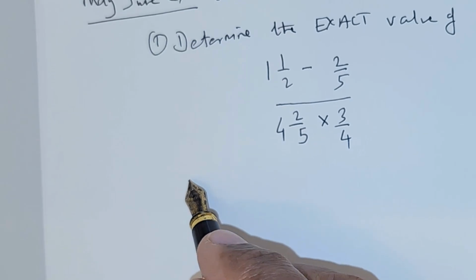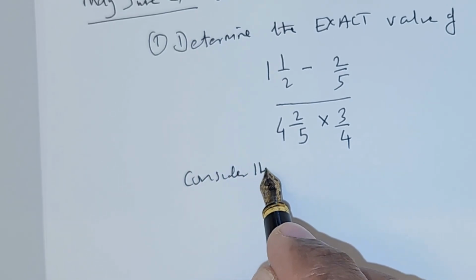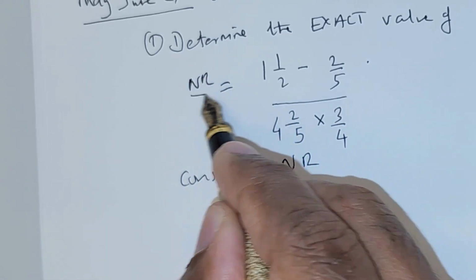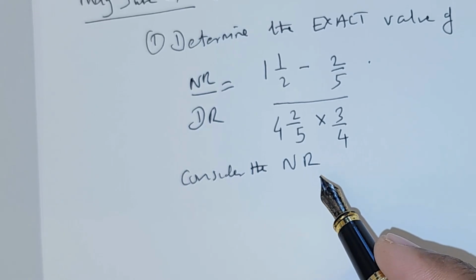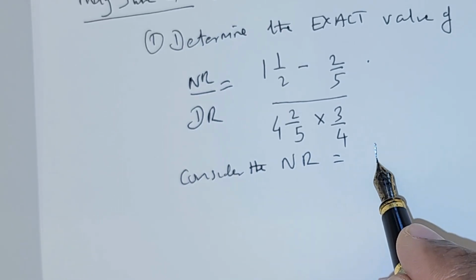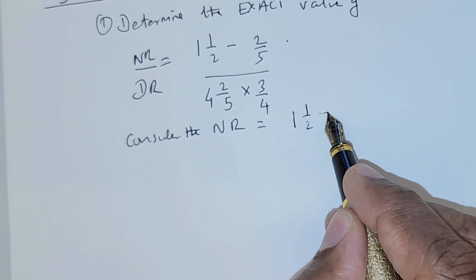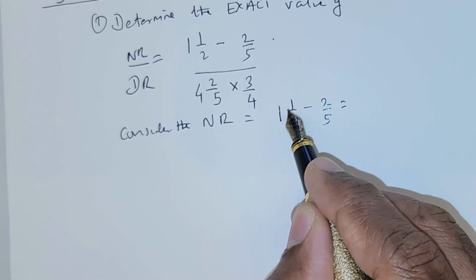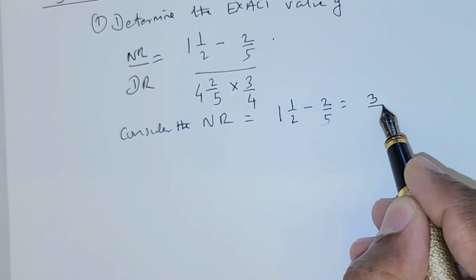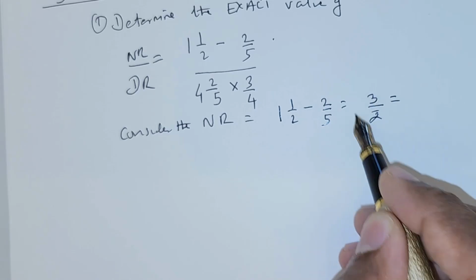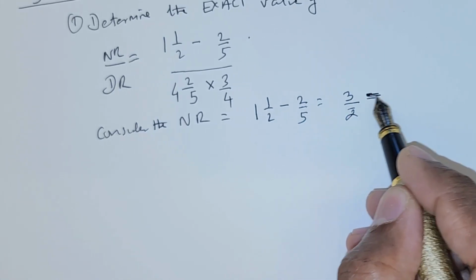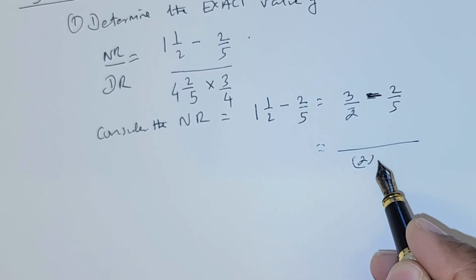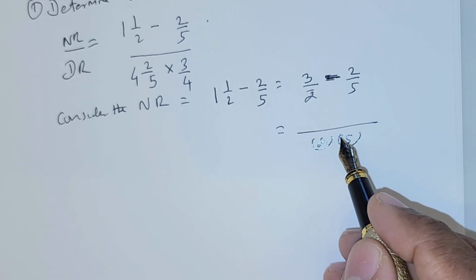So foremost, what I wish to do is consider the numerator. So we have this as the numerator and this as the denominator. We consider the numerator, which is 1 over 2 followed by a negative 2 over 5. Now this is going to be 2 times 1, 2, added with 1, that's 3 divided by 2. As I mentioned, this is a rational number followed by negative 2 over 5. Now you take the LCM. The LCM of 2 and 5 is going to be 10.